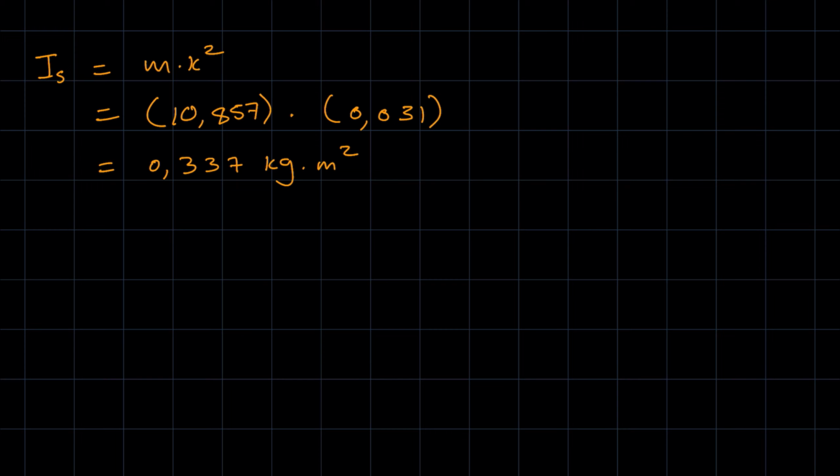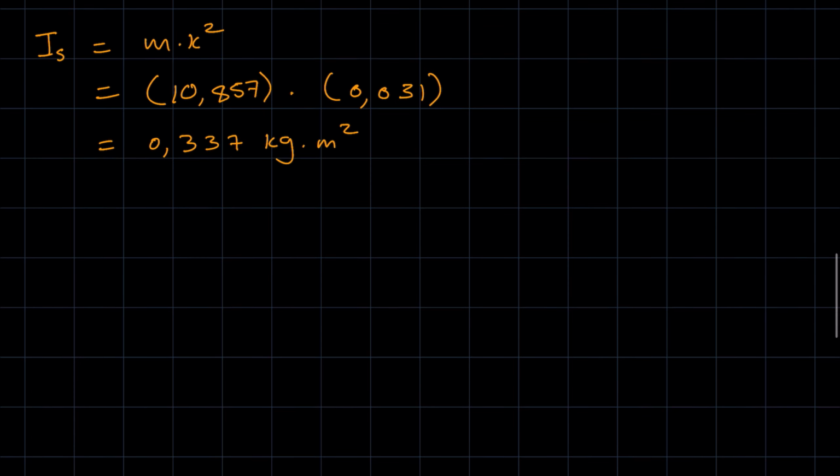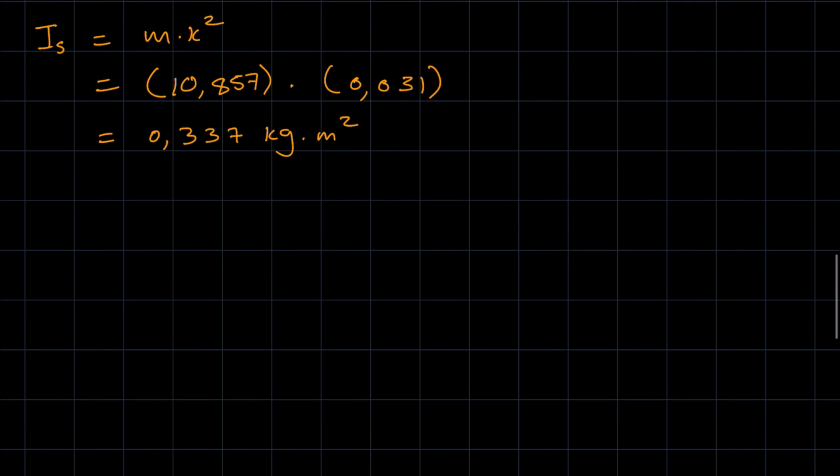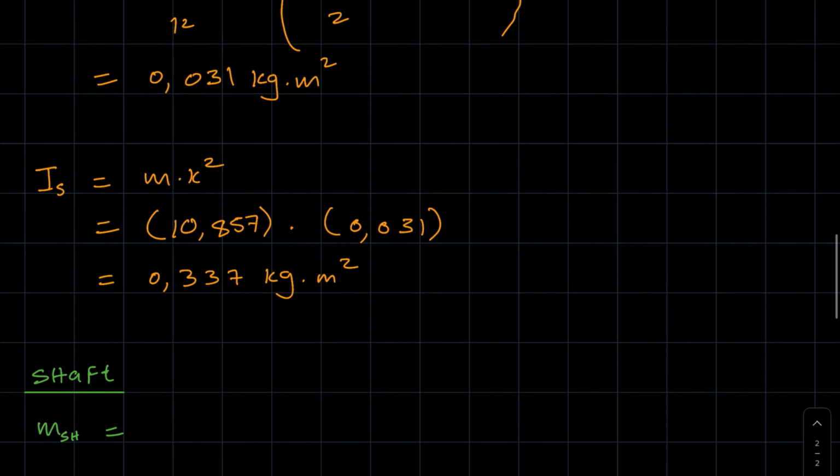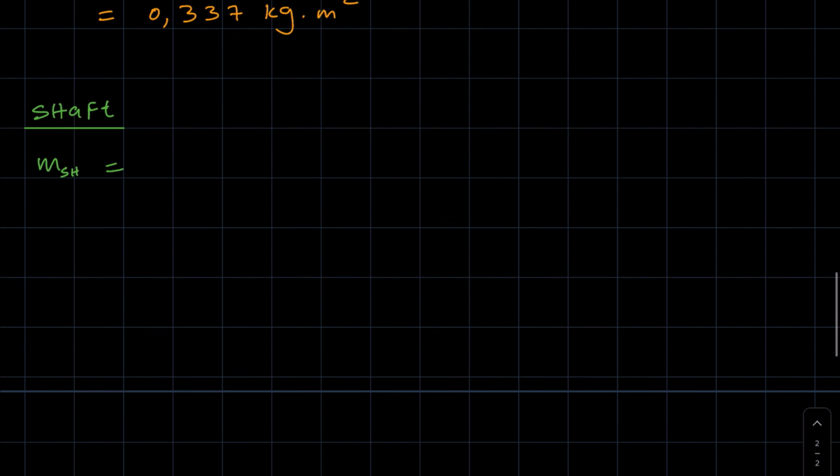Yes, 337. So we've calculated everything regarding the spoke. Now we move on to the shaft. So we calculate the mass of the shaft. SH stands for shaft. Now we calculate the mass of the shaft.